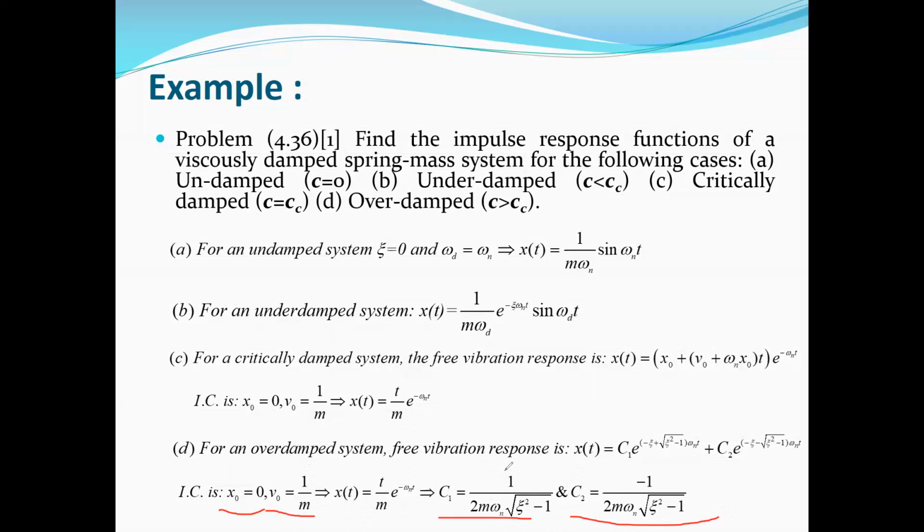Of course, here this is a typo. This term shouldn't be here. This is for the previous part. Here for part C, I should remove this term from here. From this initial condition, you can obtain C1 and C2, the two constant coefficients. And then when you substitute C1 equal to this term and C2 equal to this term, this is x(t), the response of the overdamped system.